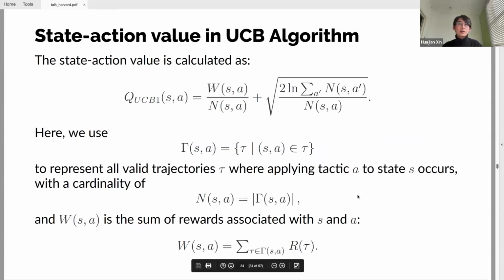The tactic's action value, or Q function, is computed using the standard upper confidence bound algorithm with some modification. It balances the exploration of new states with the exploitation of known reward signals.